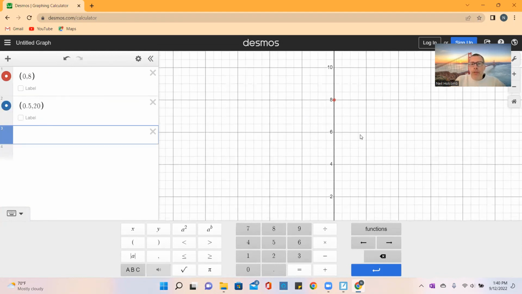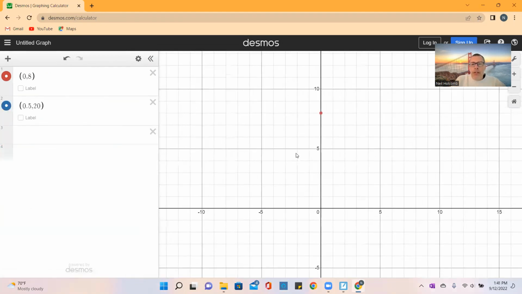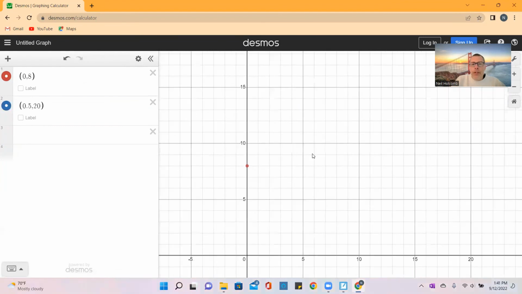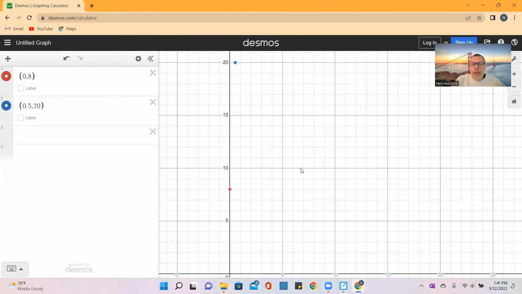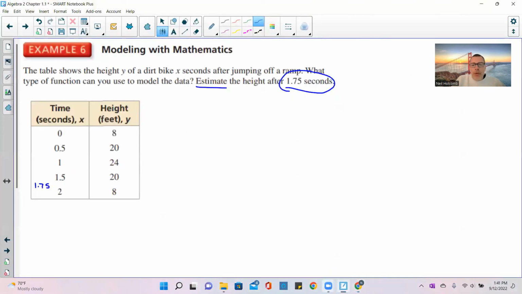Okay, so now I'm going to have to zoom out. I want to see the 0. I want to see the ground. Think, you know, we're dirt bike jumping here. So the first point is (0, 8), then (1/2, 20). The next point is (1, 24).